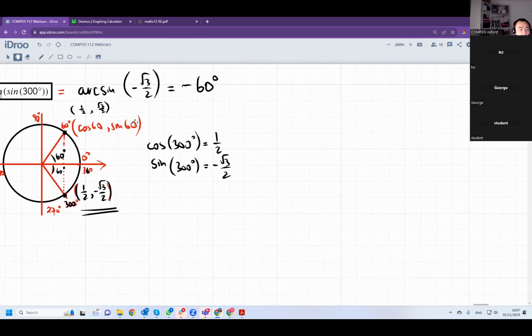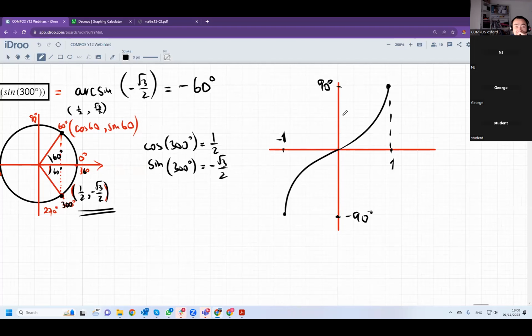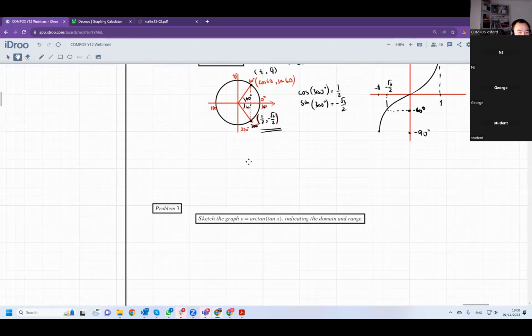Okay, so if you sketch the graph of arcsine, sorry, that's not pi over 2, because we're doing degrees. So this is 90 degrees, and this is minus 90 degrees, and this is minus 1, and this is 1. So this is like a sine graph, but we've twisted it. And minus square root of 3 over 2, that's somewhere here. And it turns out that this is minus 60 degrees. Yes, thank you. That's the correct answer. Right. So that's that.